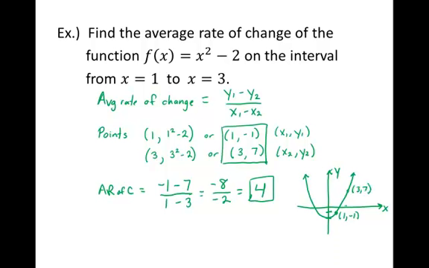The fact that the average rate of change between these 2 points equals 4 is basically telling me that if I draw a secant line connecting those 2 points, that line has a slope equal to 4. So that's how we find an average rate of change. Let's take a look at another problem.